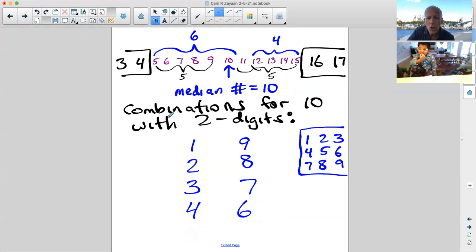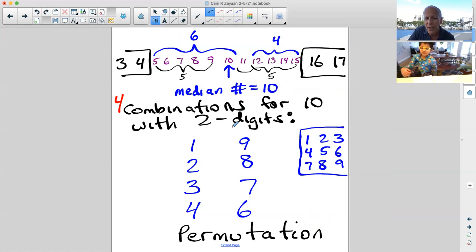Now, Zayaan, you found four combinations for 10, but how many permutations? How many total permutations? Remember, each combination of two numbers has two permutations. So how many permutations?